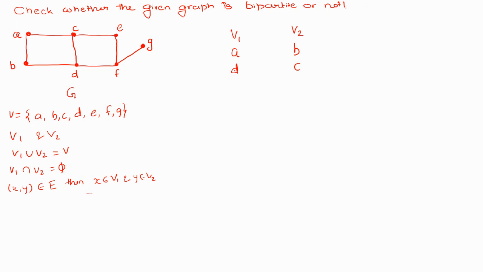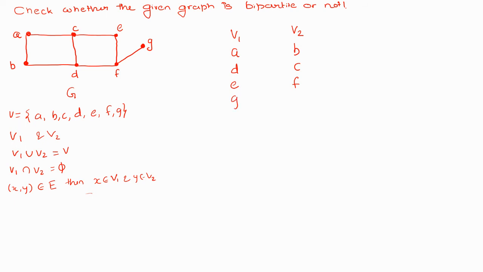Now, if we consider D, there exists an edge from D to B and C, which is totally fine. They are already there. There exists an edge from D to F. Therefore, F again cannot be included in V1. Therefore, F has to be included in V2. Okay. Now from F, there exists an edge to E and G. Therefore, E and G again cannot be included here. Therefore, they have to be included in V1.